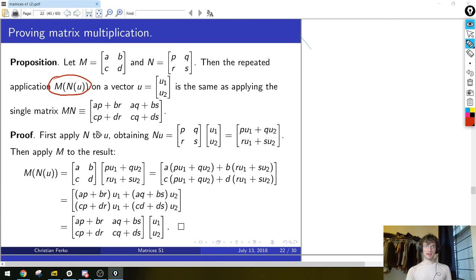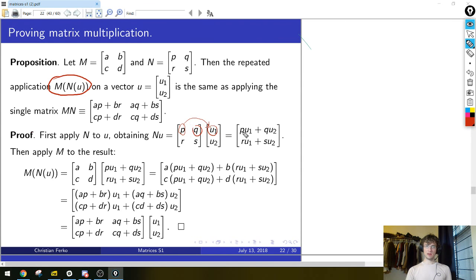First, apply n to u, that's the inside. Applying n to u, I'm just going to write it out. N times u, well, n is PQRS, so I write PQRS. U is U1, U2, so I've written that here. And then we just apply our usual horizontal line, vertical line rule.